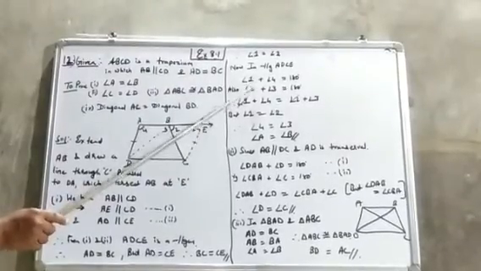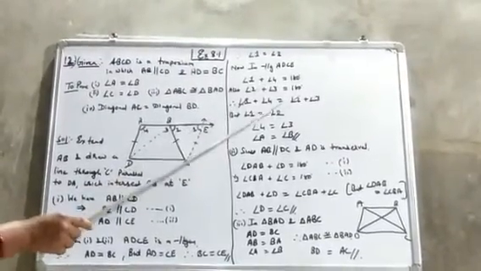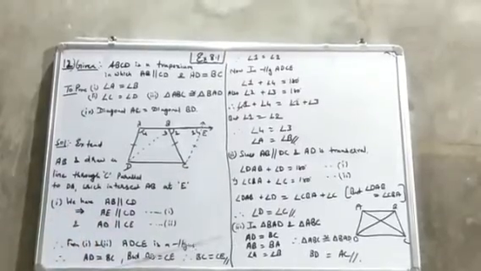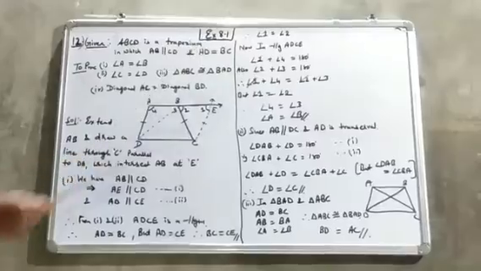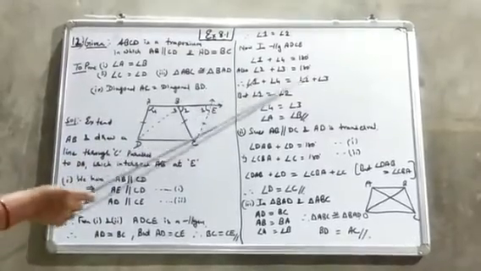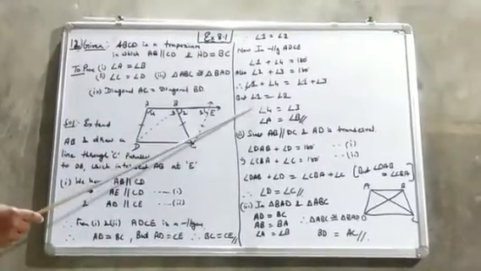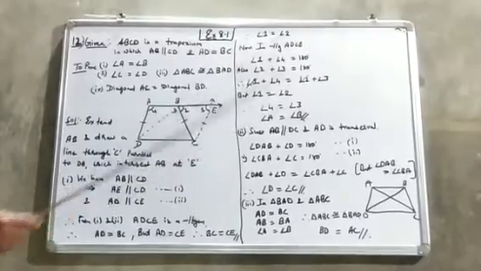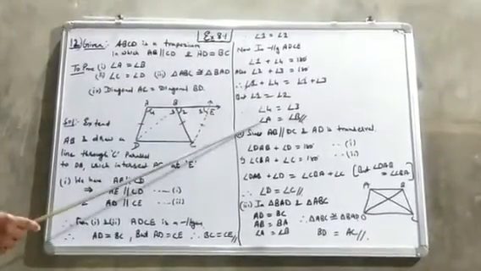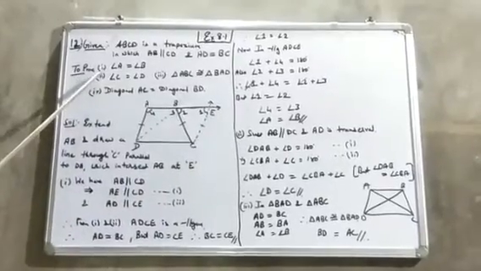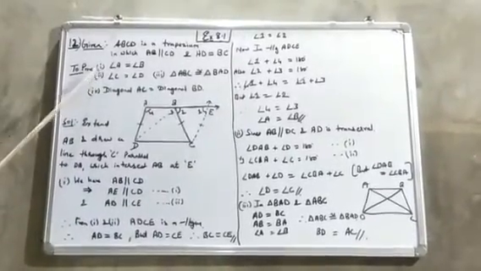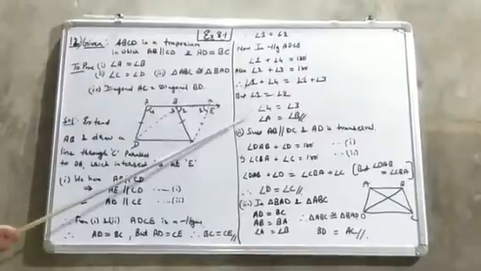Comparing these two, angle 1 plus angle 4 will be equal to angle 2 plus angle 3. But above itself I have proved angle 1 and 2 both are equal. So these will be cancelled. What is left is angle 4 is equal to angle 3. Angle 4 is angle A, angle 3 is angle B. Thus we have proved the first part of our sum. Angle A is equal to angle B.